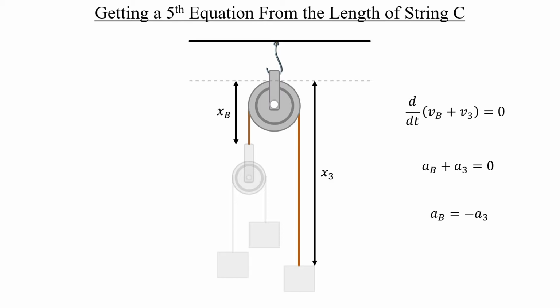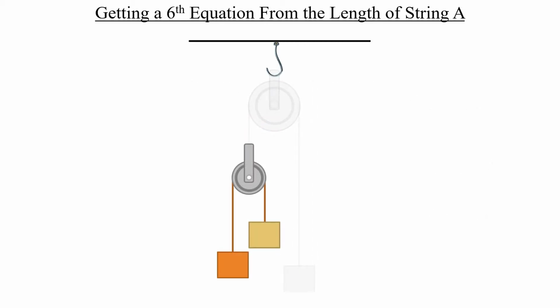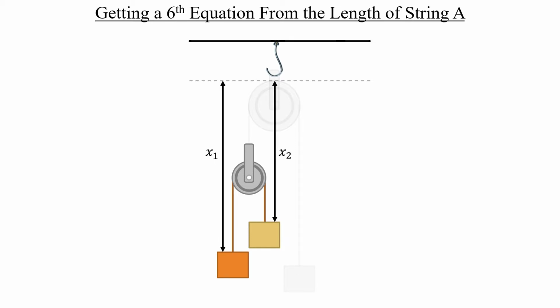Let's take a look at string A next. It's the same idea here. We'll put a reference line in the same spot, and then draw the distance from that line to block 1 on the left and block 2 on the right. But we need to be careful here, though, since we're overshooting the distance in x1 and x2 by the distance from the reference line down to pulley B. We don't want that in our expressions. Thus, we'll have to subtract that quantity from both of those in our equation representing the length of string A, like this.